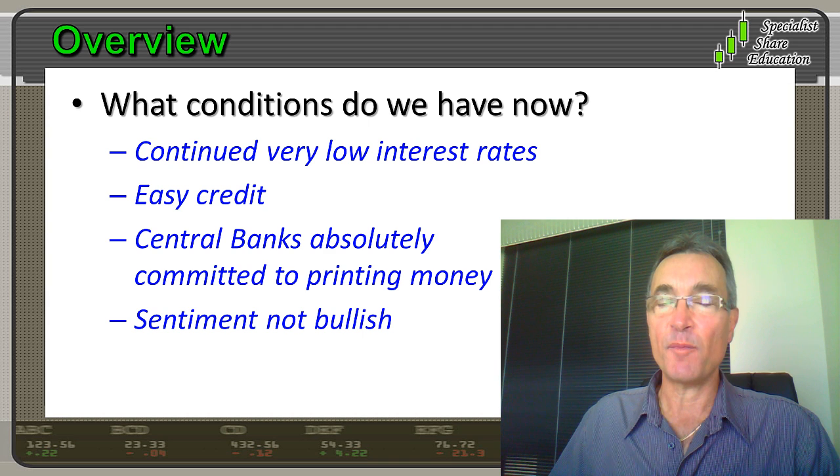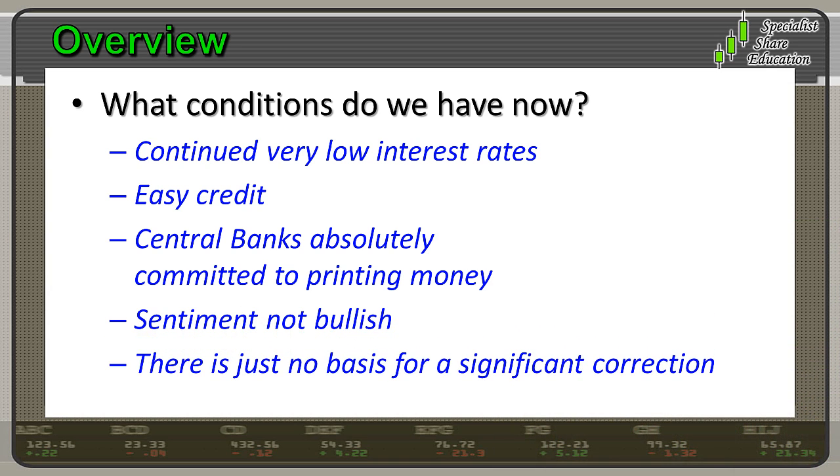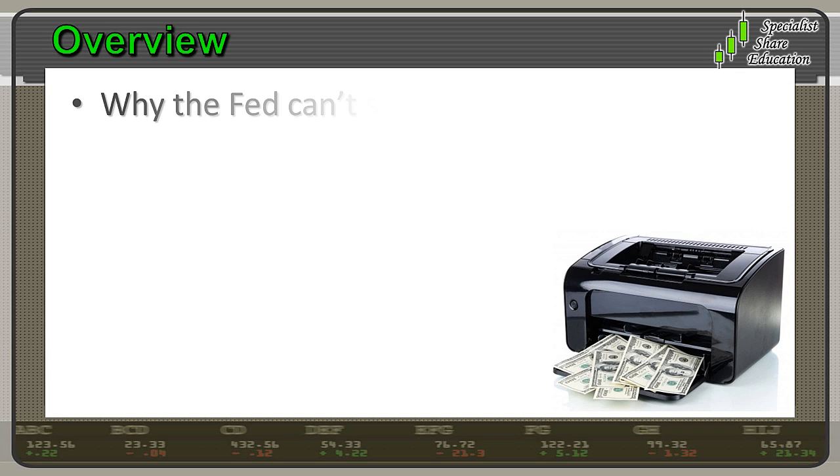So they're absolutely committed to continue to print money. And the other key thing for me is that sentiment is not bullish. There's still a lot of people who were bruised in 2008, who haven't come back into the stock market, who are nervous about Europe and nervous about Japan, about all sorts of things. So by no means is this a situation where the market is very bullish. So when all the people aren't in and interest rates are low and credit is really easy, you just do not get significant tops in the market when those sort of conditions exist. So I just cannot see that there is a basis for a significant correction at all.